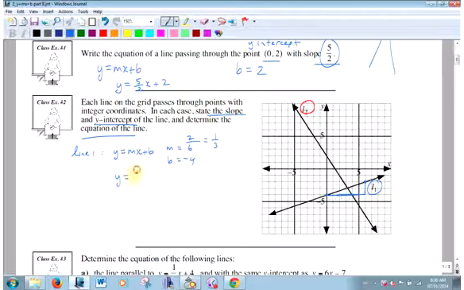So y is 1/3 x minus 4. That's the equation of that line, line 1. Double check, is that a positive slope? Yes, it is. Goes up to the right.